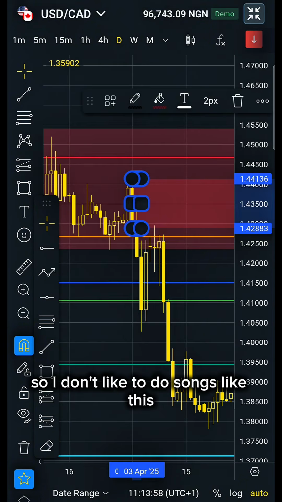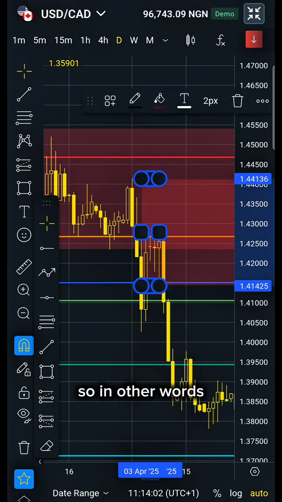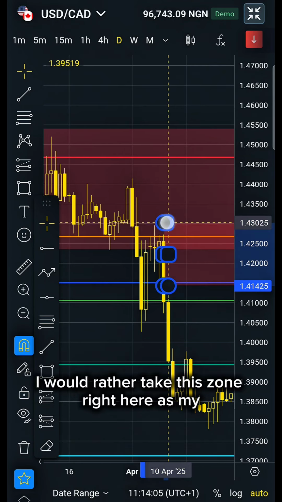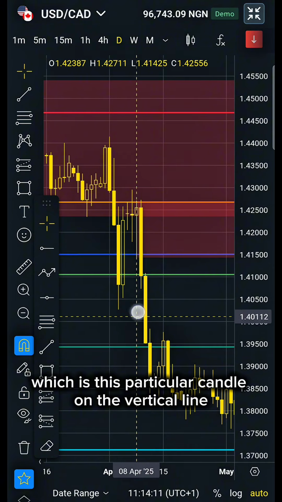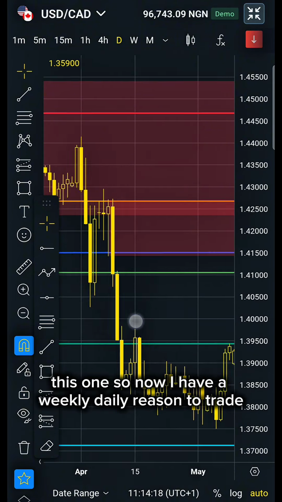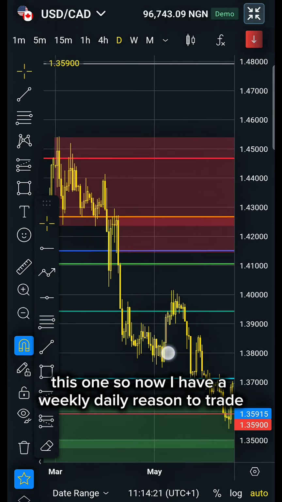So I don't like to leave zones like this. I like zones being completely fresh. So in other words, I would rather take this zone right here as my reason to watch the market, which is this particular candle on the vertical line, hanging on my vertical line right here, this one. So now I have a daily reason to trade.